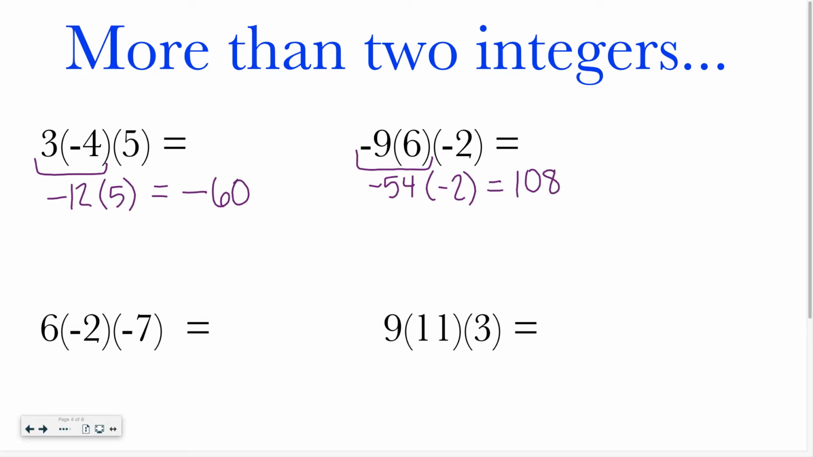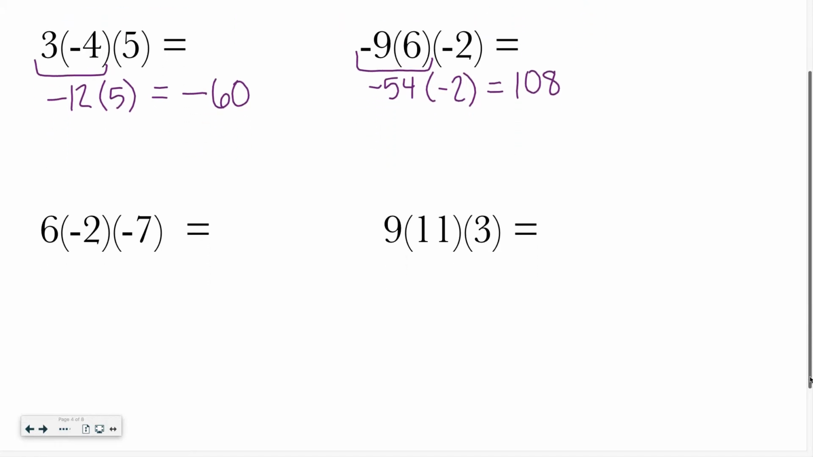Okay, then why don't you go ahead and try this next one on your own. 6 times negative 2 times 7. Hopefully you ended up at a positive 84. If not, maybe double check your work or ask me for some help. I want you to try this last one on your own. Good luck.